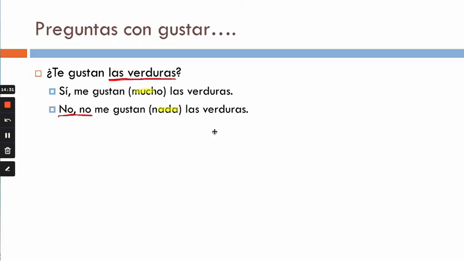Okay, guys, well, this was your lesson on gusta versus gustan and using your indirect object pronouns to tell who likes and dislikes things. If you have any questions about any of this content, make sure you jot it down so you can ask me the next time we're in class.